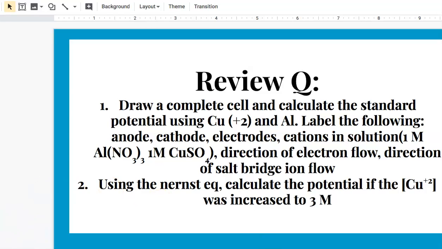Finally, I want to leave you on a review question here, or a review task maybe perhaps. Draw a complete cell and calculate the standard cell potential between copper and aluminum. It's copper plus 2, not copper plus 1. Label the anode, the cathode, the electrodes, cations in solution, and anions in solution, it really should say there. The direction of the electron flow and the direction of the salt bridge ion flow. Then use the Nernst equation and calculate the potential if the copper concentration was increased to 3 molar. Leave the aluminum concentration at 1 molar.